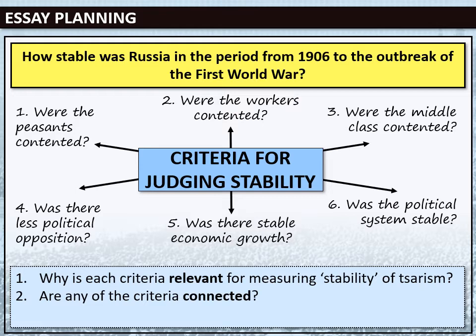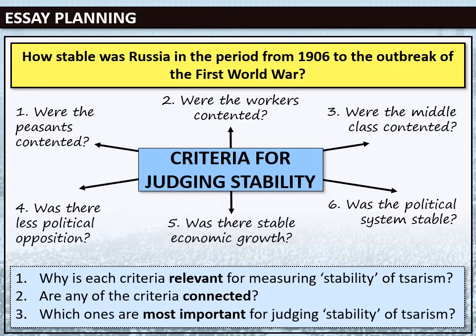Secondly, are any of these criteria connected in some way? Perhaps one criteria is linked to another. And crucially, which of these criteria are the most important for judging stability of Tsarism? Do any of these criteria weigh heavier? You might want to prioritise them and put them in some kind of rank order.